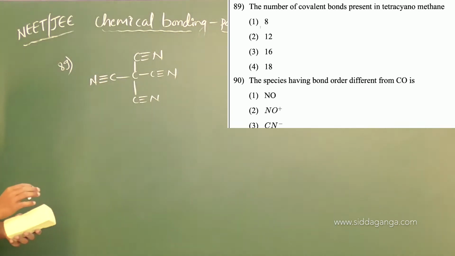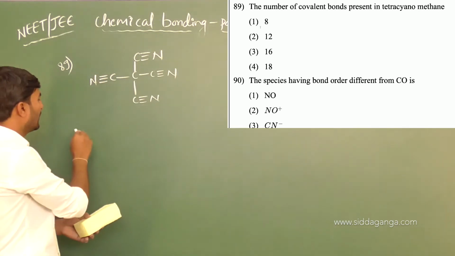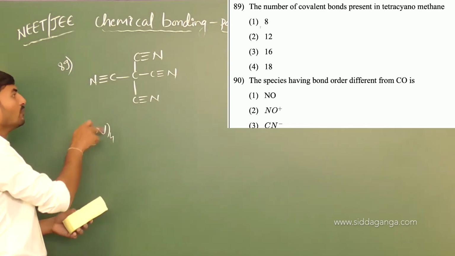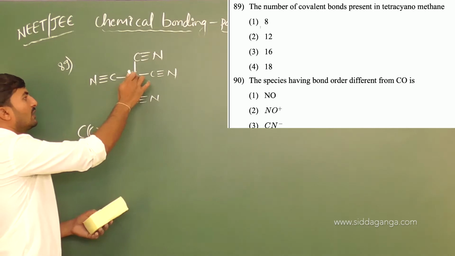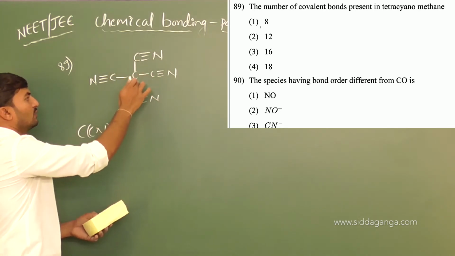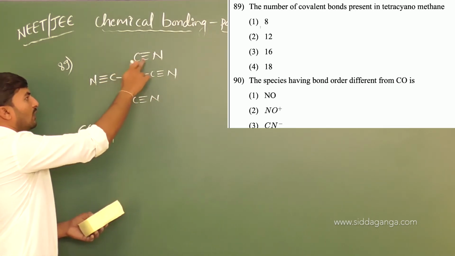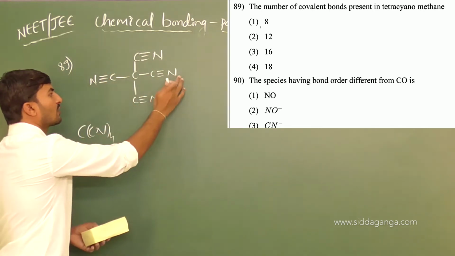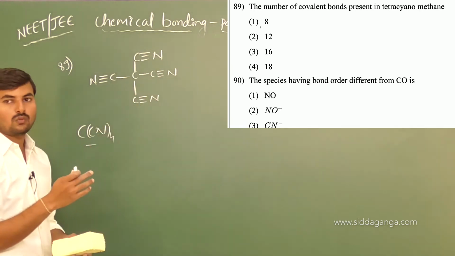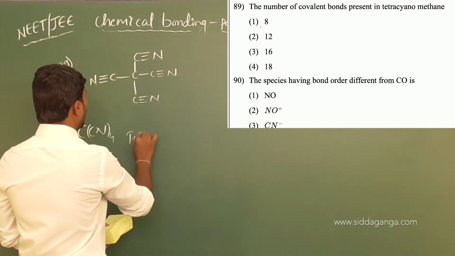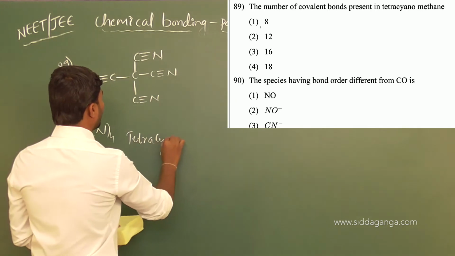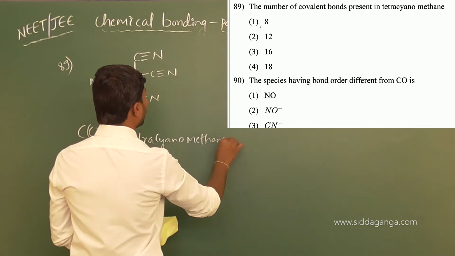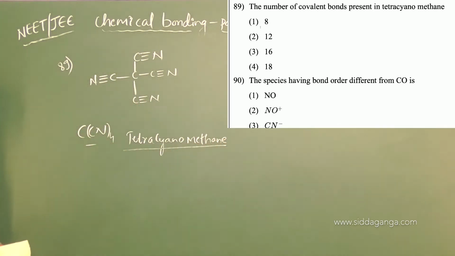So this will be the structure of tetracyanomethane, that means C(CN)4. Okay, the valency of carbon here is 4, it is satisfied here: 1 2 3 4, and the valency of all the carbons and all the nitrogens are satisfied here. This will be the structure of tetracyanomethane. What will be the question given? How many covalent bonds are there here?